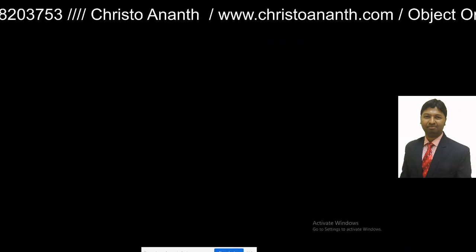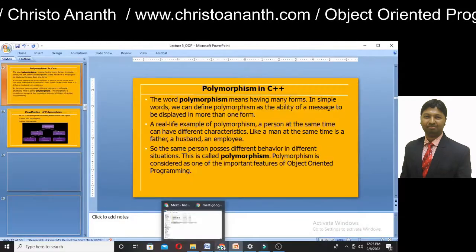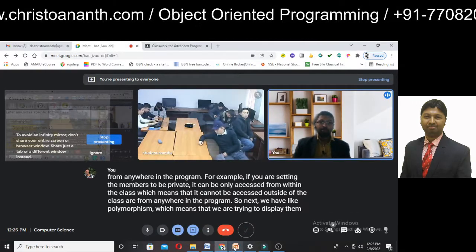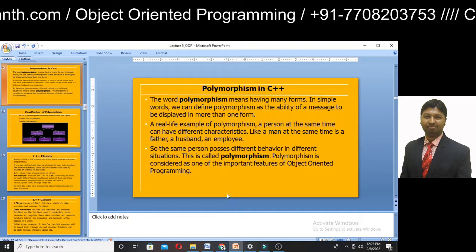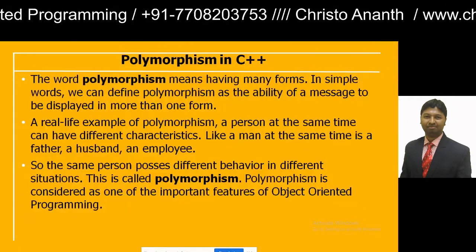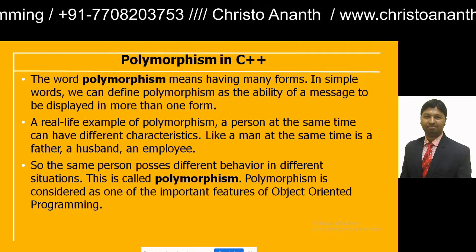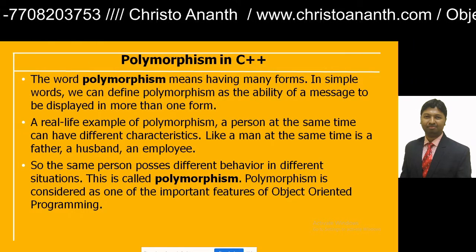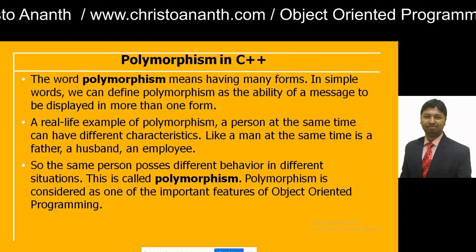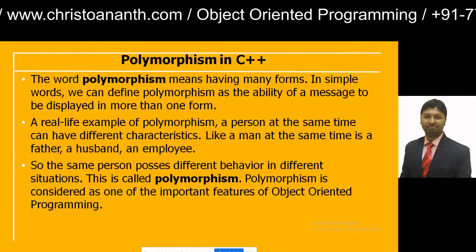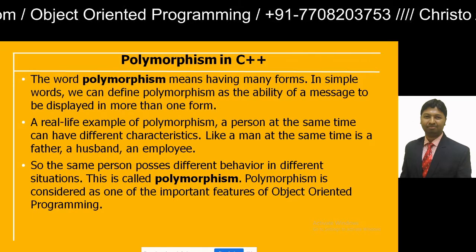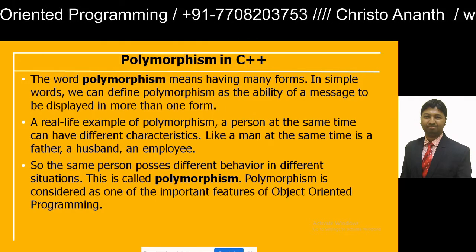Next we have polymorphism, which means we try to display something in more than one form. Using polymorphism, we have the ability for a message to be displayed in more than one form. In the case of polymorphism, a person at the same time can have different characteristics. As I told you, I am a person who is teaching you object-oriented programming. Maybe at home, I cannot be teaching object-oriented programming all the time.